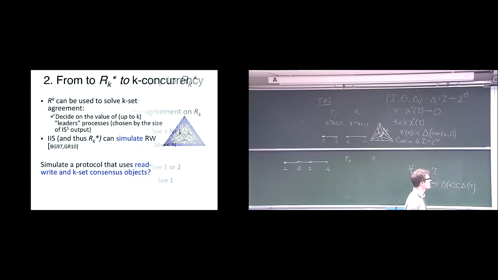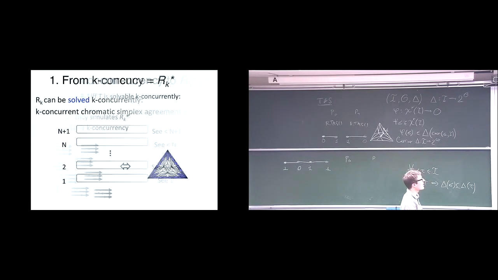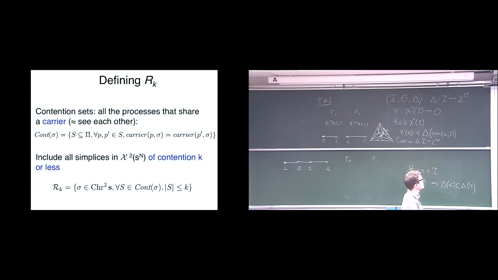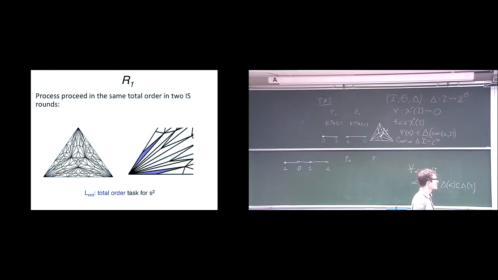Given the definition of this affine task, which we call RK, sorry for the mess. Given this RK, a task, an affine task, a subset of the second degree standard chromatic subdivision of the initial simplex, first of all, I can show that if I have a k-concurrent model, I can solve this task. This is one thing which is a must, because if I cannot solve this task, of course I cannot solve anything which this task can solve. So I have to be able to solve this task. And vice versa, I have to be able to simulate, in this case, a k-concurrent system using iterations of this task. And this is where most of the work is done, in this direction, simulation.